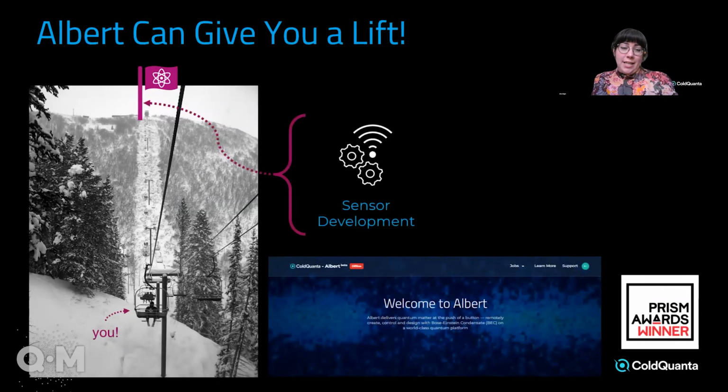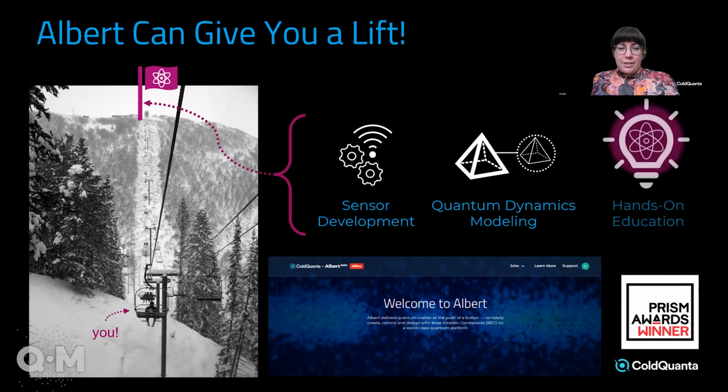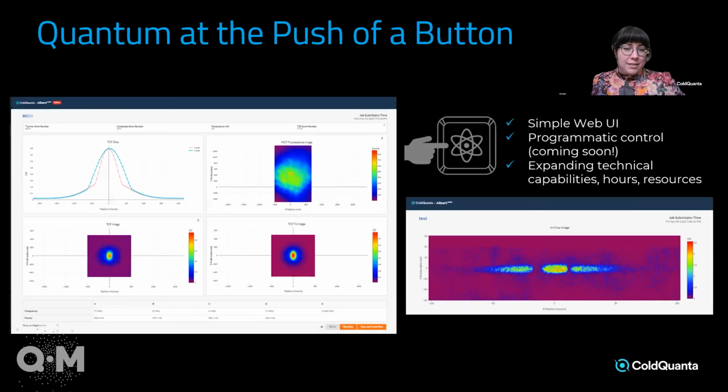If you are interested in developing quantum inertial sensors for navigation, Albert's going to look like a prototyping platform. If you are a research scientist interested in pushing the bounds of mankind's understanding of quantum mechanics and publishing about it, Albert is going to look like a research lab on the cloud. And most pertinent to our talk here today, Albert is a hands-on tool for quantum education and workforce development.